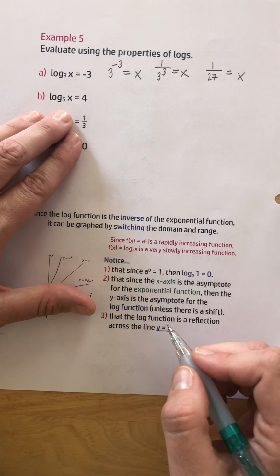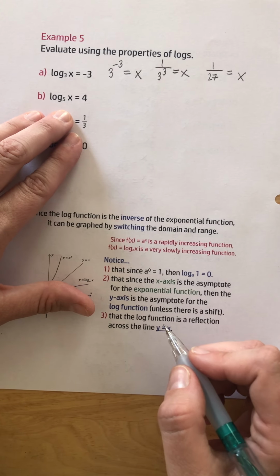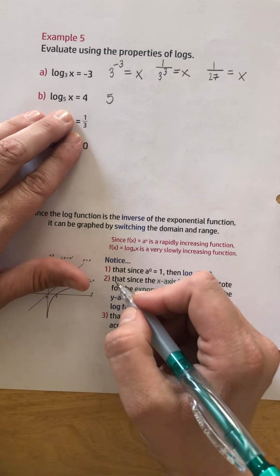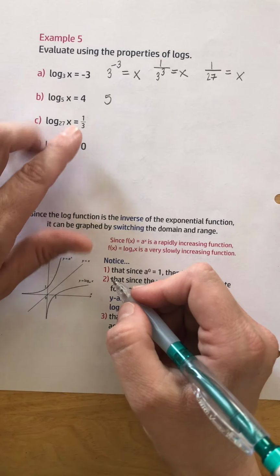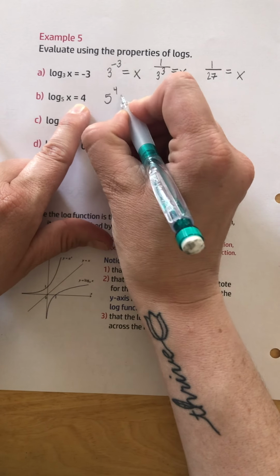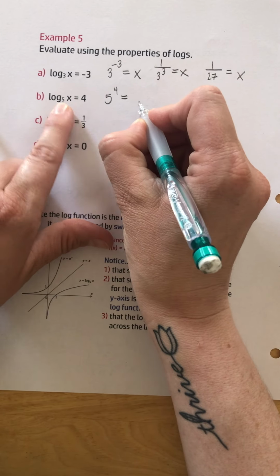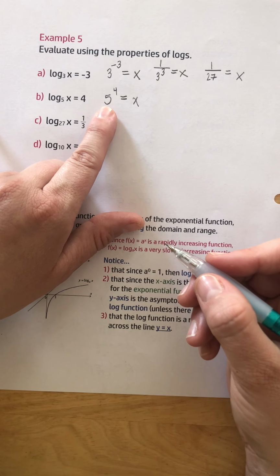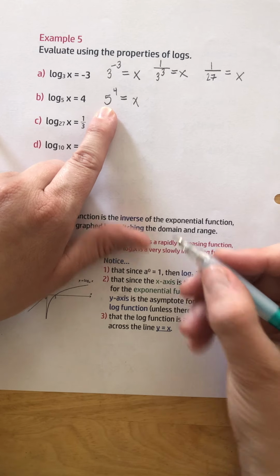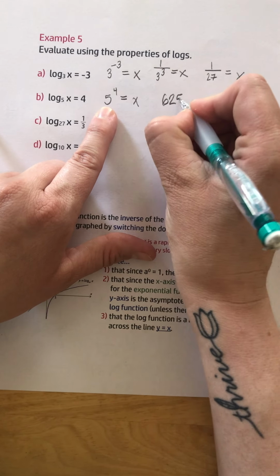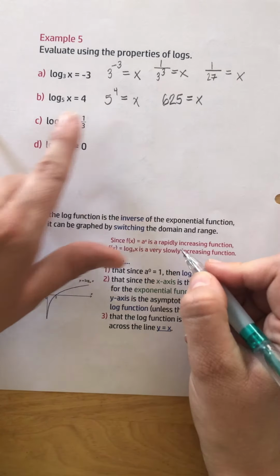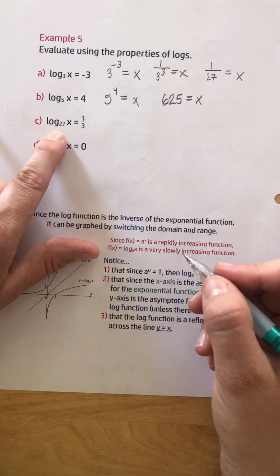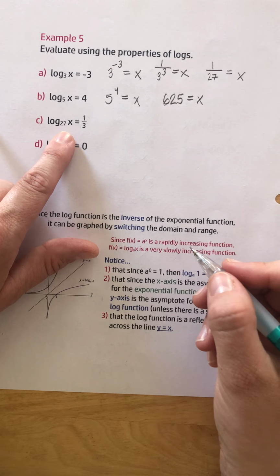All right, letter B. Log base 5 of x is 4. So the base is 5. The exponent is the answer to the log, so it's a 4. And then we're going to set 5 to the 4th equal to x. So all you have to do is 5 times 5 times 5 times 5, which is 625.